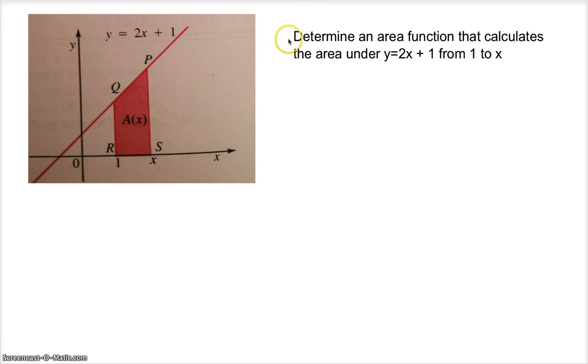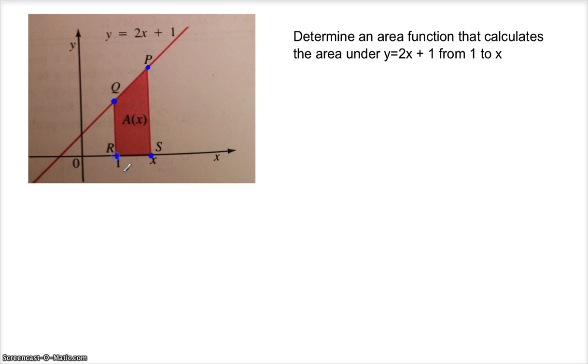Okay, so we have a simple example here where we want to come up with an area function that calculates the area below the straight line y equals 2x plus 1 from 1 to some x value here. And it's a simple example because we don't need to use calculus. We don't need to use the result on the previous slide. We can just figure this out with the area of a trapezoid, because that's what we have here. This is a trapezoid here.